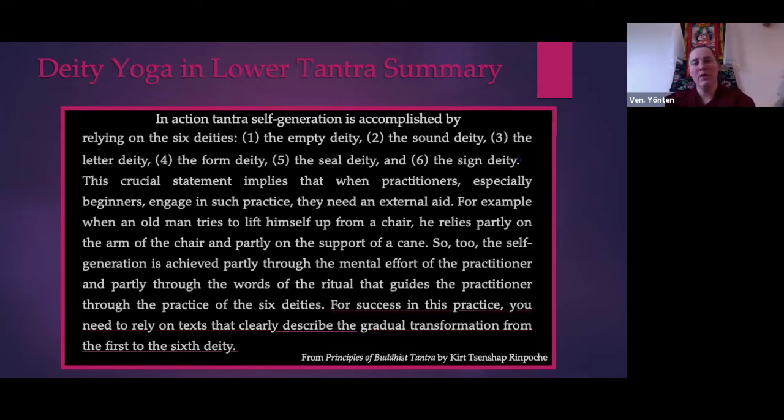For example, when an old man tries to lift himself up from a chair, he relies partly on the arm of the chair and partly on the support of a cane. So too, the self-generation is achieved partly through the mental effort of the practitioner and partly through the words of the ritual that guides the practitioner through the practice of the six deities. For success in this practice, you need to rely on texts that clearly describe the gradual transformation from first to the sixth deity.